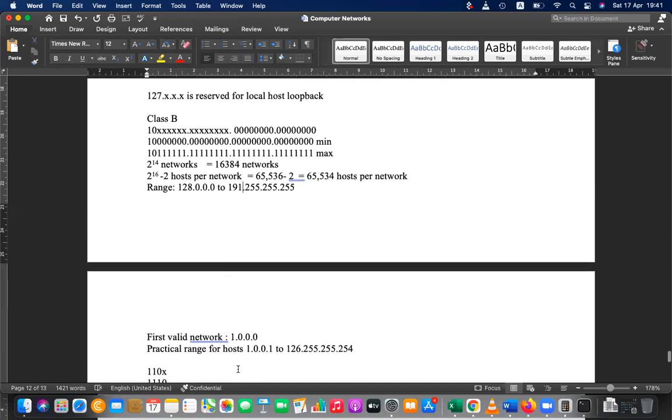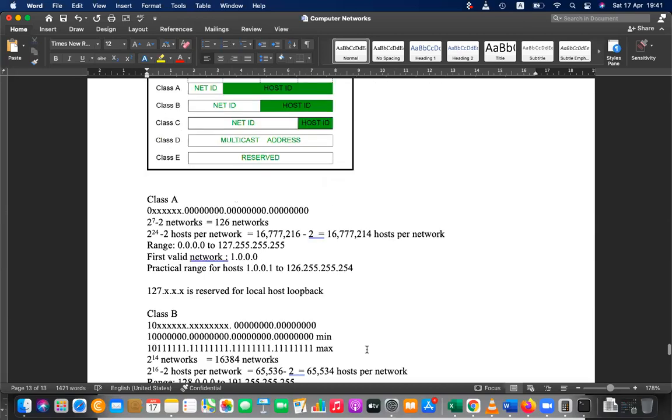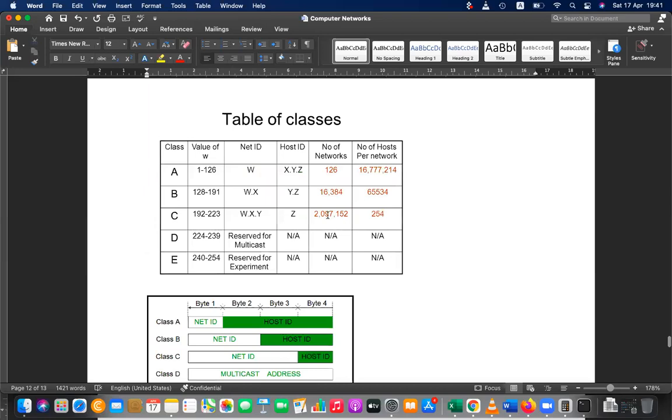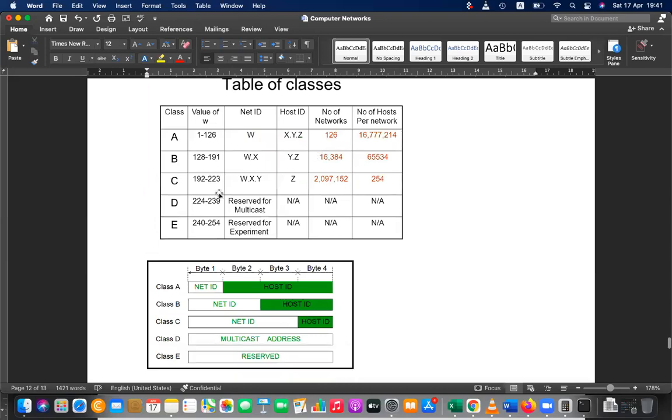The first valid network will be this one, 128. So what is the practical range for hosts? It is 128.0.0.1 to 191.255.255.254, which is the last valid host for class B. You can go and see that the same thing is given: the 128 to 191 range.